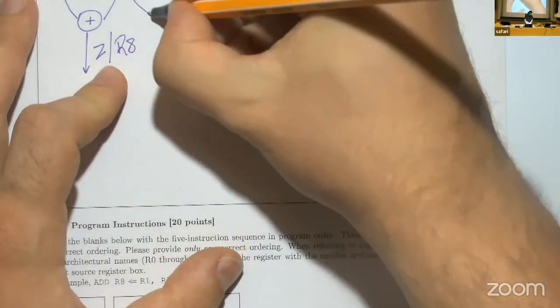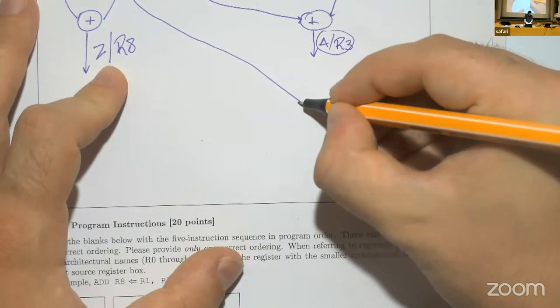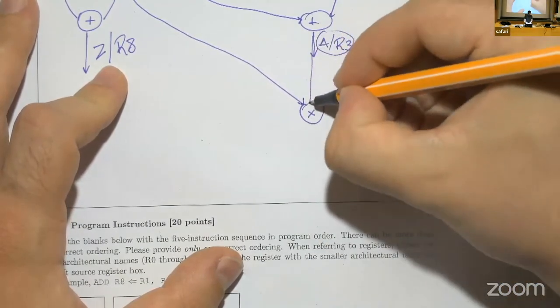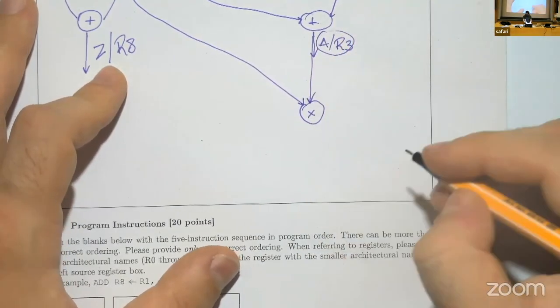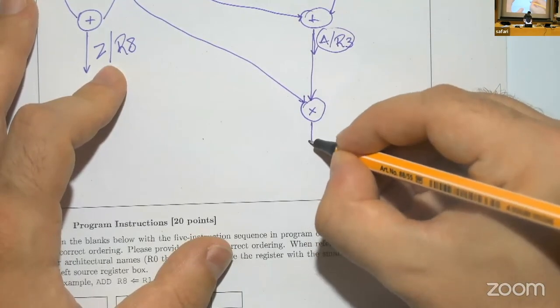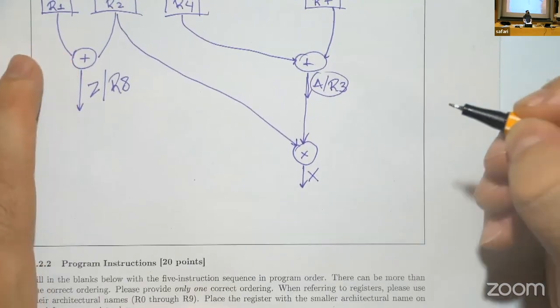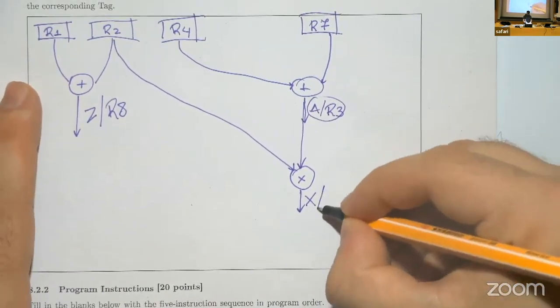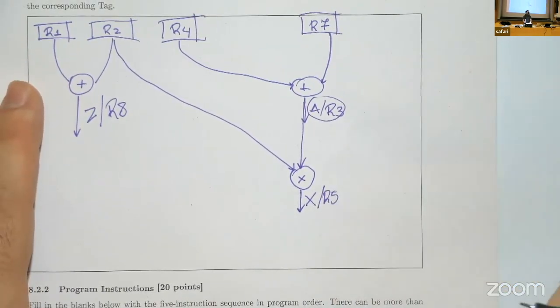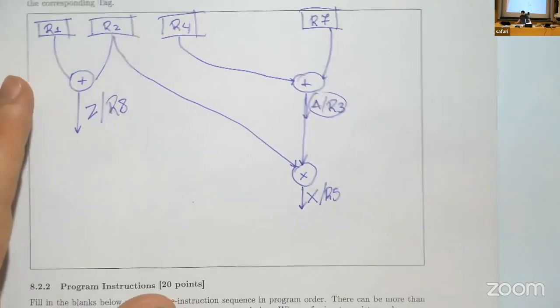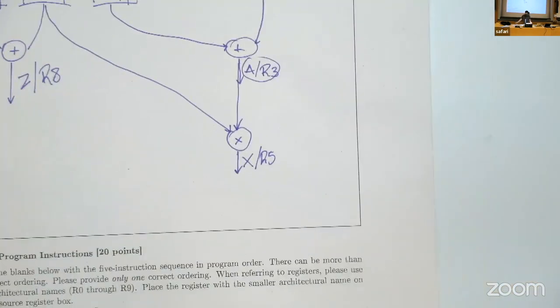And we take R2, multiply it with what? With R3. And as a result, what do we have? Tag X, which is the tag of R5, and the destination register, which is R5. Is that clear? Okay. Then you go and check the next ones.